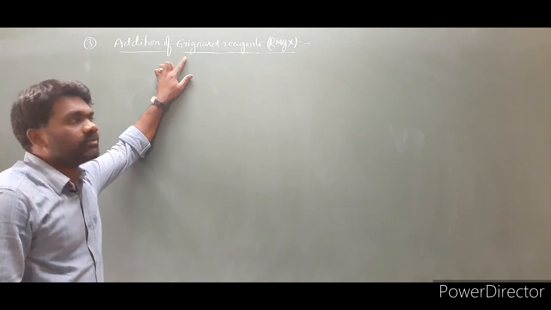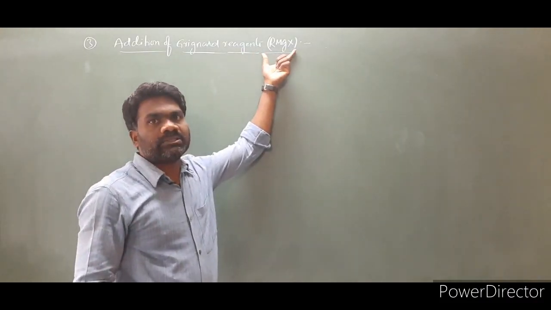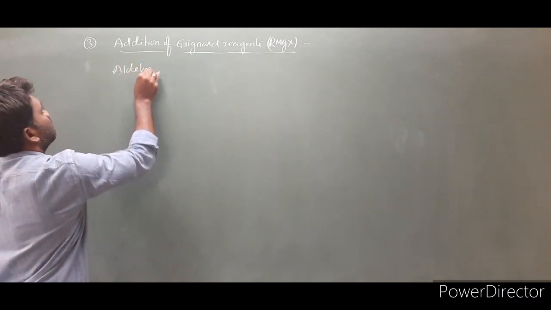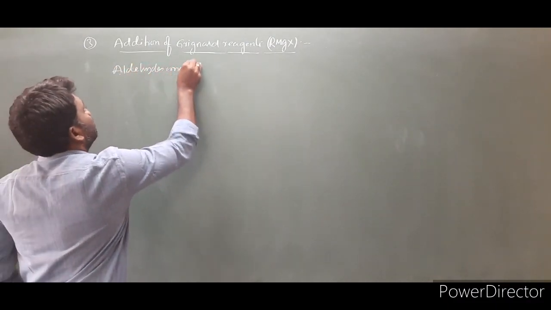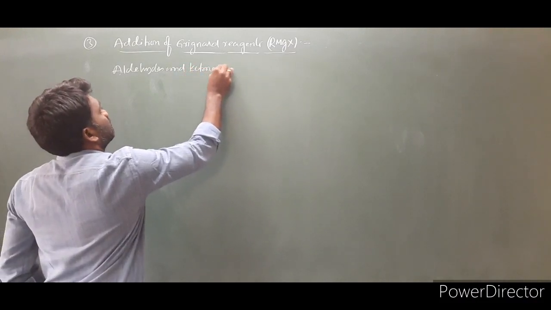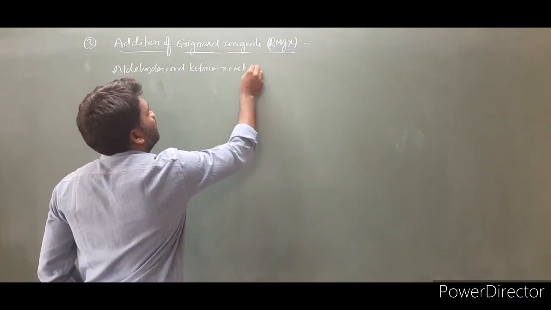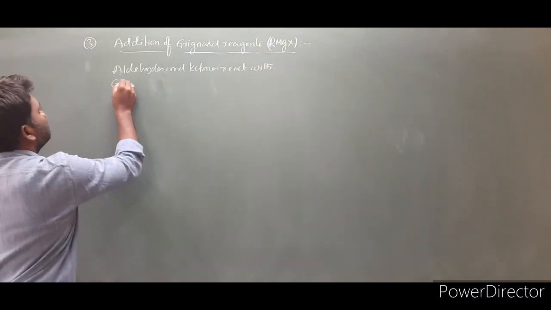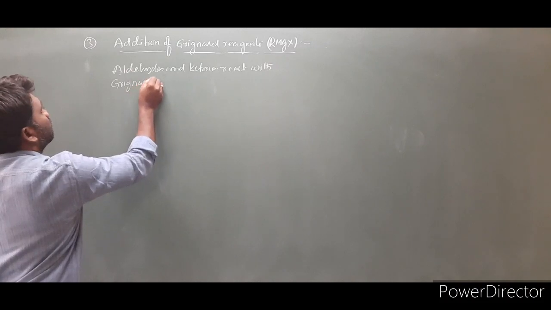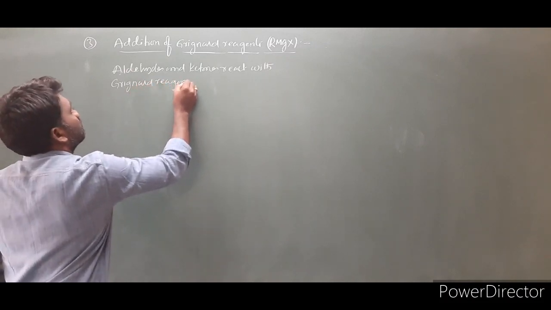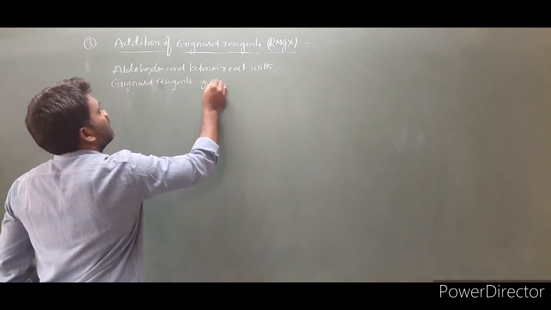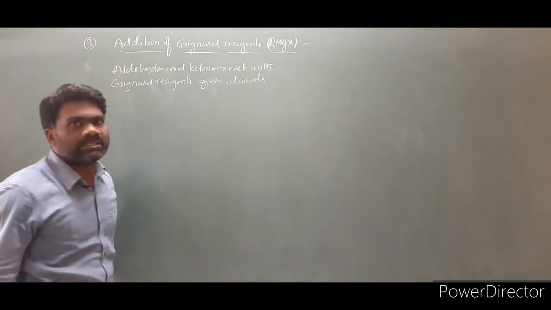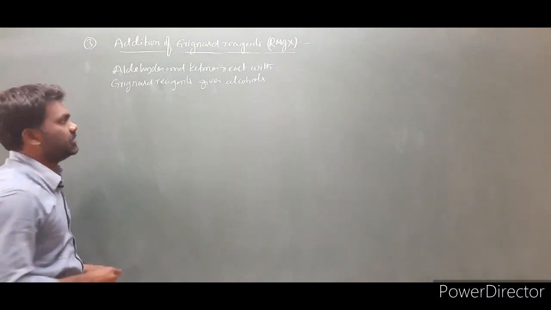Aldehydes and ketones react with Grignard reagents to give alcohols. Write the statement: aldehydes and ketones react with Grignard reagent to give alcohol. This is the statement. Then we will look into some examples.